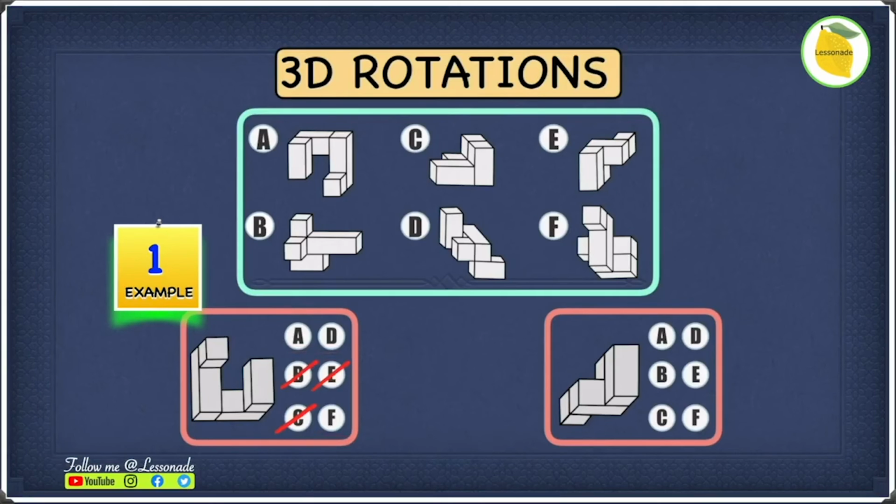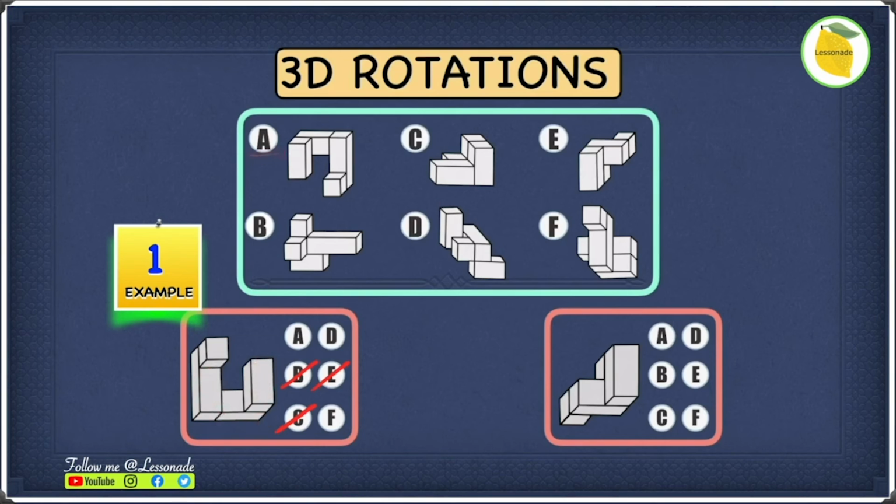The thing to notice with this 3D figure is that if you have a look at all of the cuboids, out of the 3 cuboids, you can see that 2 of them are vertical, but the other one is horizontal. So what does this mean? If we find an option in which that does not contain 2 cuboids that are vertical and 1 that is horizontal, then we cross the option off.